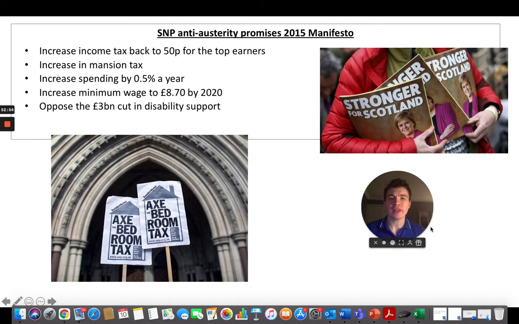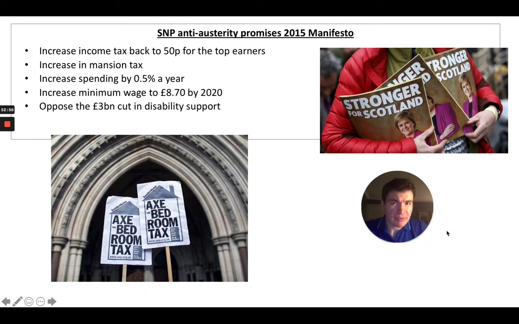Okay? So the SNP anti-austerity promises, you can see some of them here in the 2015 manifesto. Now, some would rightly argue that the SNP would never be able to implement these because the SNP would never form the UK government. They don't stand in enough seats to do that. But their policies were obviously appealing. And Labour tried to counter this by saying, well, the SNP will never be in government at UK level. That's why you need to vote Labour. And Nicola Sturgeon very effectively said, we want to keep Labour honest. We want to hold their feet to the fire on this.